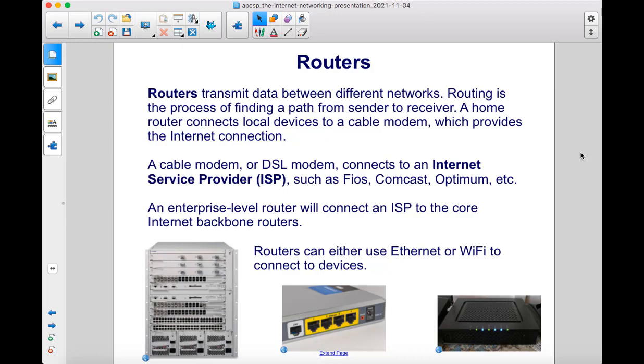A cable modem, or DSL modem, connects to an internet service provider such as Fios, Comcast, Optimum, etc. An enterprise-level router will connect an ISP to the core internet backbone routers. Routers can either use Ethernet or Wi-Fi to connect to devices.